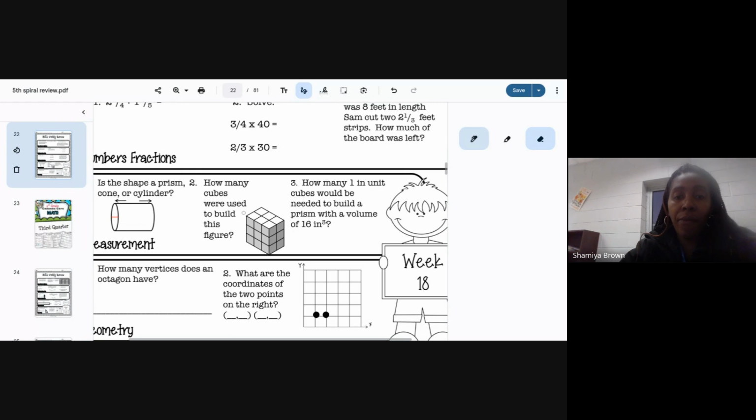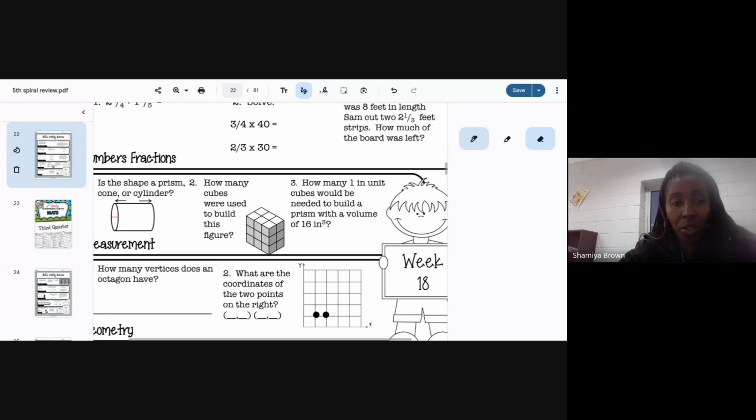And that is it for homework for tonight. But I'll go ahead and do this one because this is going to be very short. So it says, how many vertices does an octagon have? Well, an octagon is an 8-sided shape. Each one of those sides has to meet each other. So would that be 8 vertices?